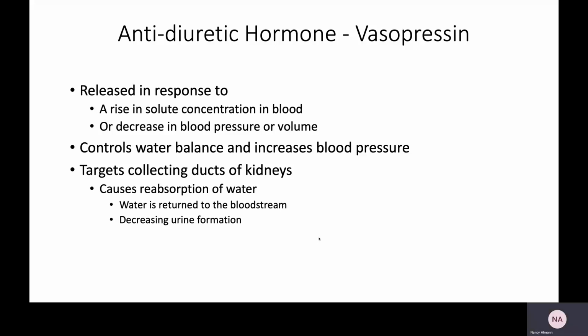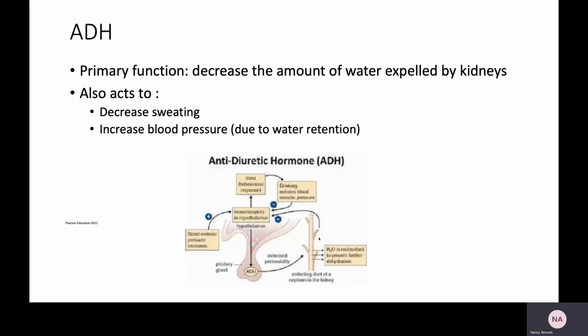It's going to target structures of the kidney, which are known as the collecting ducts. It causes them to reabsorb water. That water is going to be put back into the circulatory system, and you will have less urine because of it. The primary function of this hormone is to decrease the amount of water expelled by the kidney. What it does is right in its name. It will also cause you to decrease sweating and increase blood pressure because you are retaining more water.